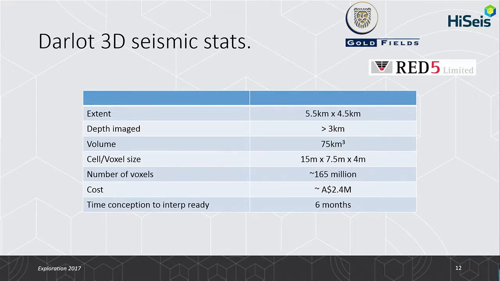The time that it took from first conception and discussion about that survey to delivery of an interpretation-ready product was 6 months. And that included rock property measurements, design, necessary permitting and the lot. We didn't go through a 2D seismic survey in this instance, unusually because of the compressed time frame that Goldfields had to make a decision about the deposit.